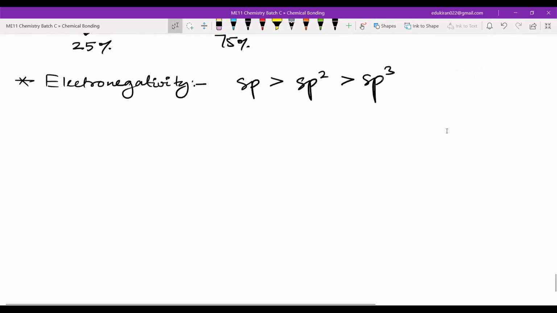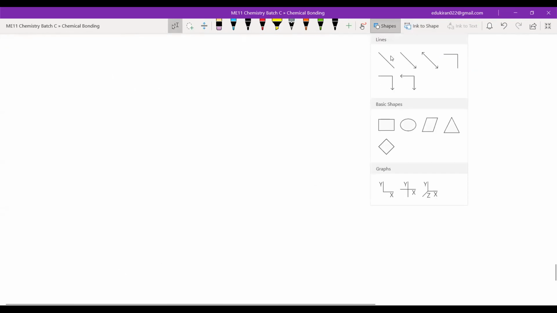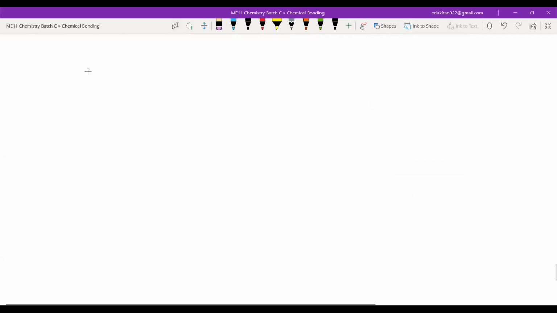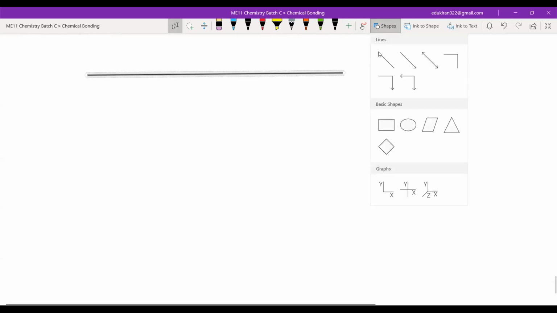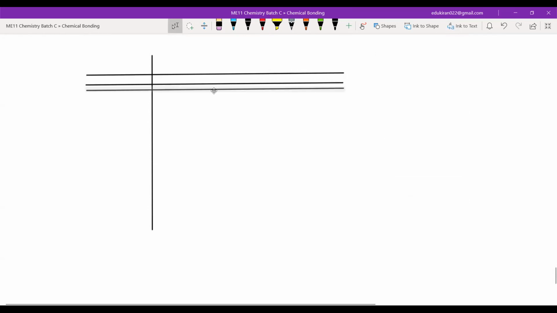So next is steric number 5. Before that, let me make a table here. This table is about steric numbers and the hybridization. See, this is the only thing that you have to remember. The rest of the things we will explain.